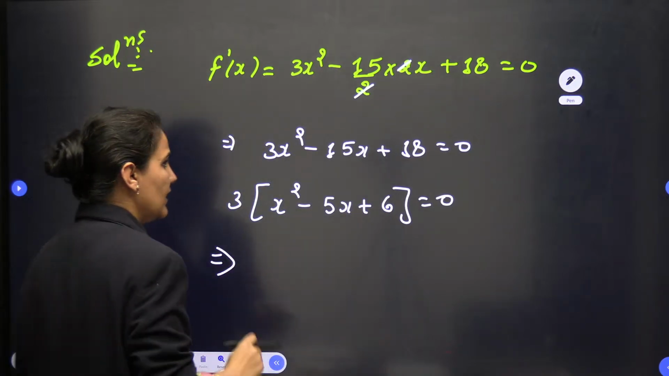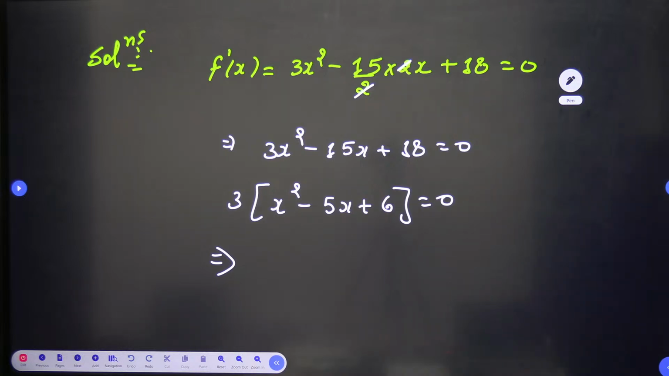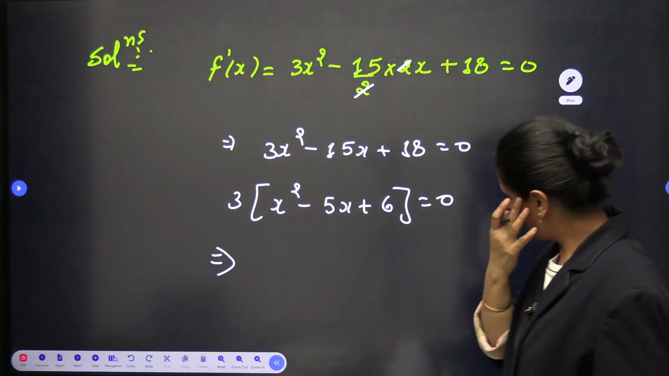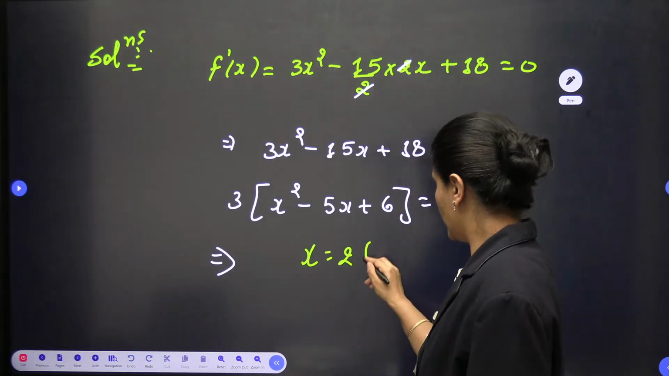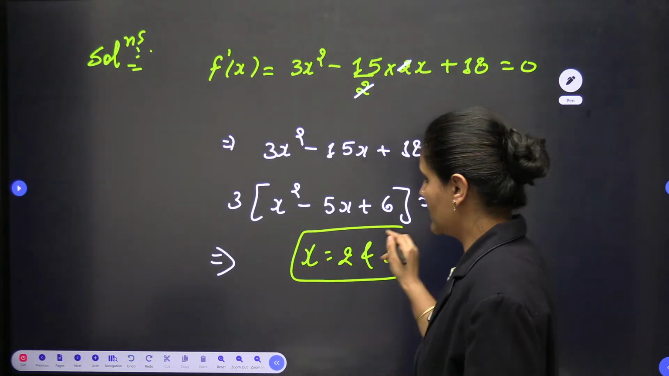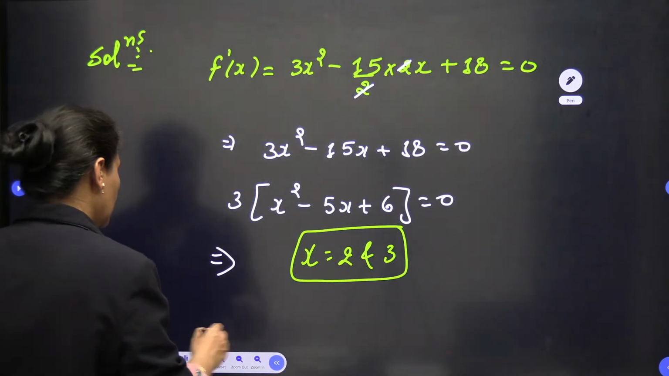We can get the value of x from here. The quadratic equation is here which we can solve, and we can get the roots as x equals to 2 and 3. So it is giving me x equals to 2 and 3 when I solve this quadratic equation. 3 into 2 is 6, 3 plus 2 is 5.